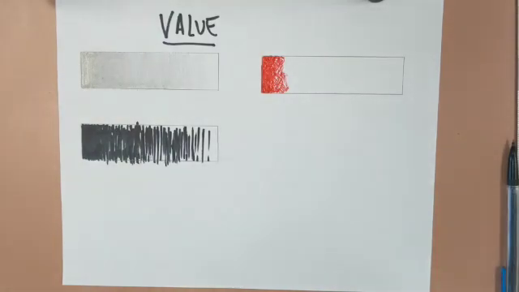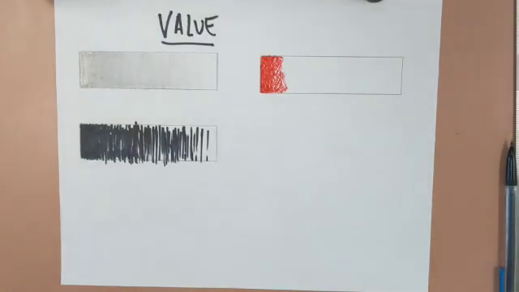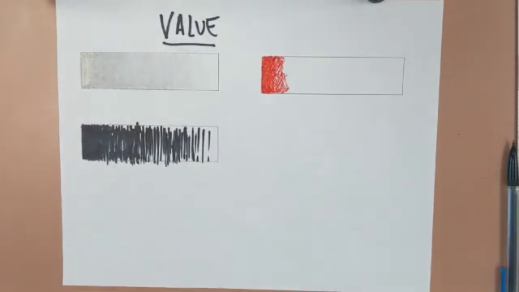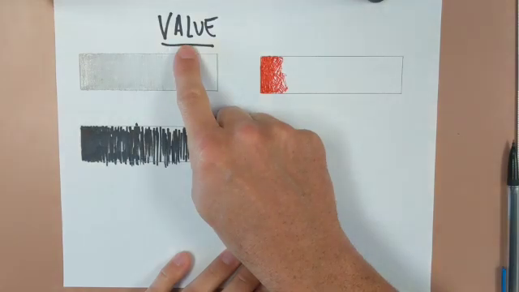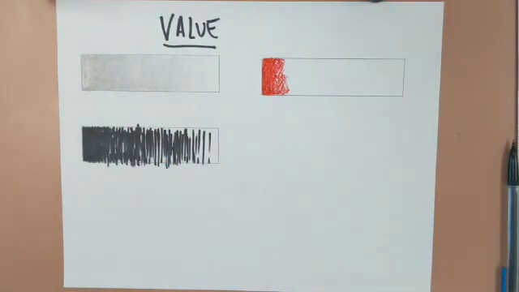All right, folks, you will see here that I have a piece of paper with some drawing things on there, the word value. This is going to be an exercise in something I would call the building block of drawing, and that is this word value.